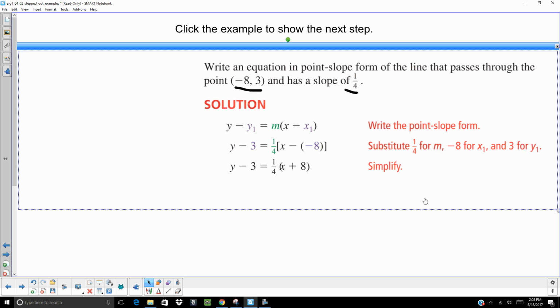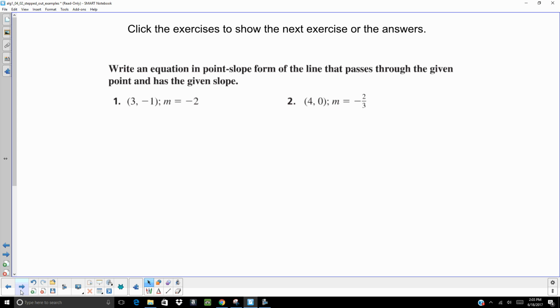I will want to simplify that. Two negatives make a positive. Let's distribute. Oh, actually, we're not going to simplify that. If I wanted to, I would distribute that 1/4 and then add 3 to both sides. But unless they specifically say give it to me in a simplified manner, you don't need to. You can stop right there. All right.